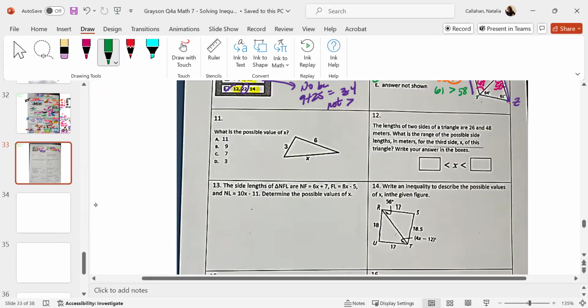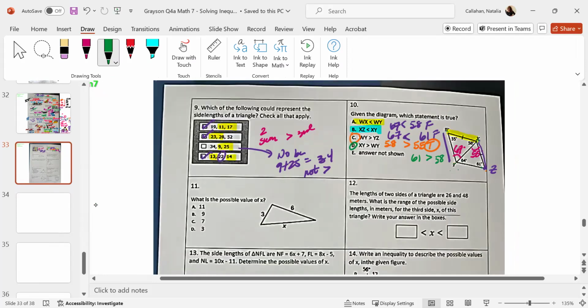What is a possible value of X? Do you understand? No, I don't understand XY. I thought it was 50. I thought the opposite of it was 55. XY is right here. What's opposite of this side? 61.